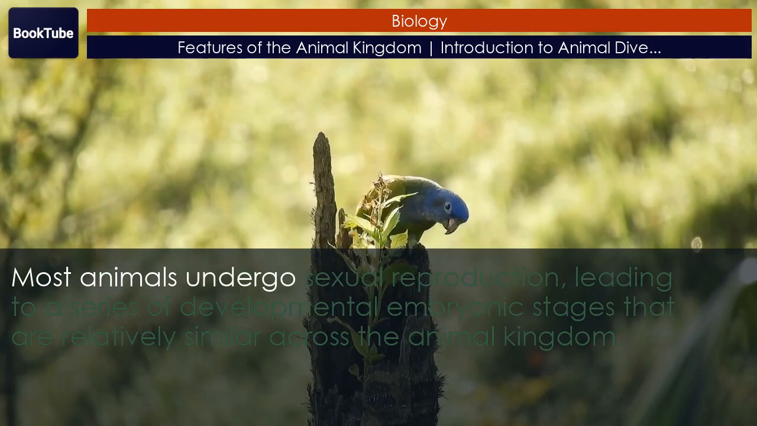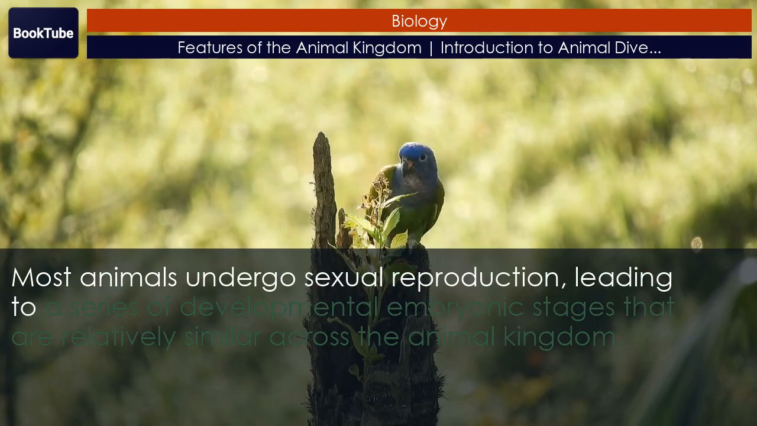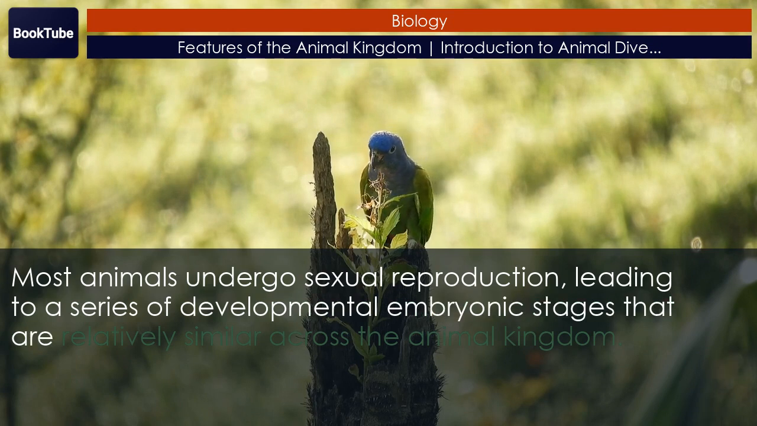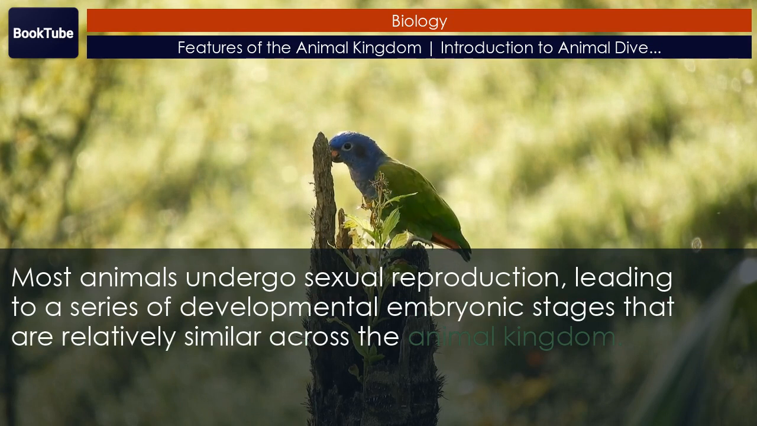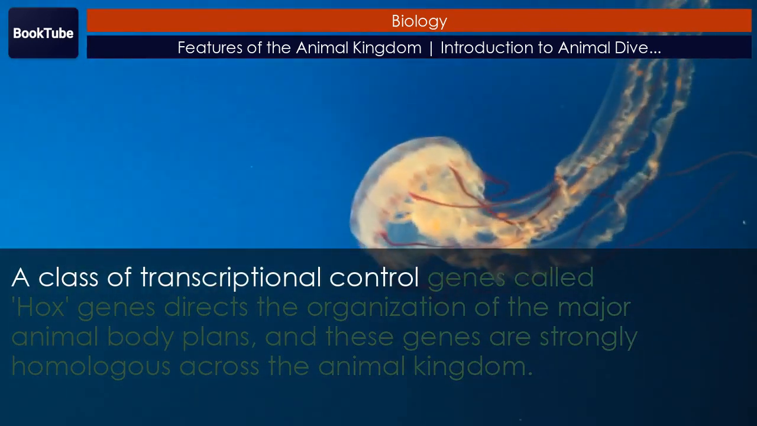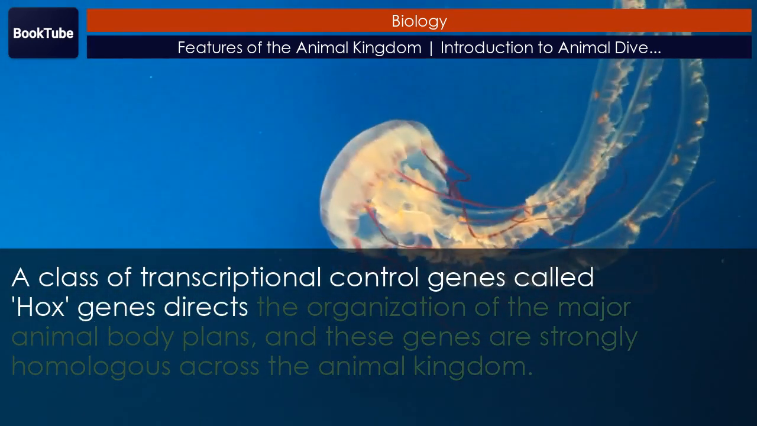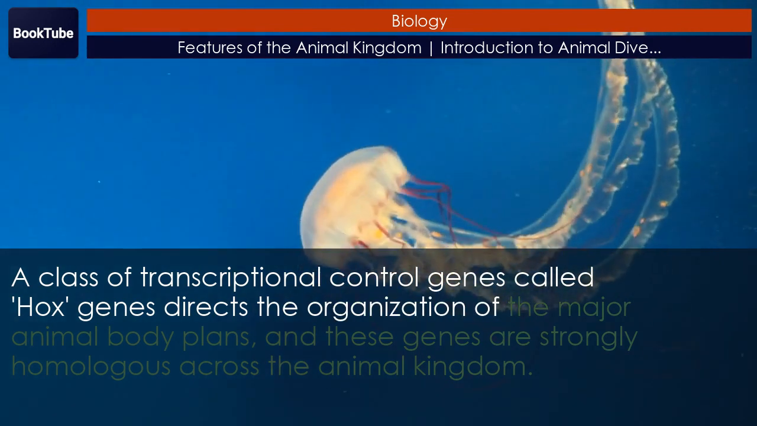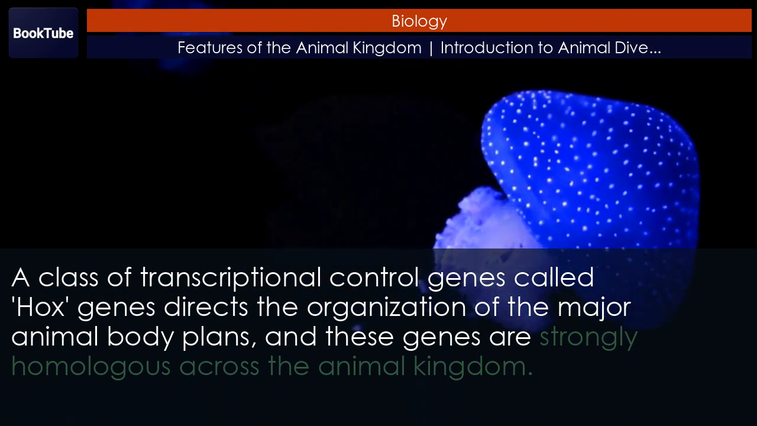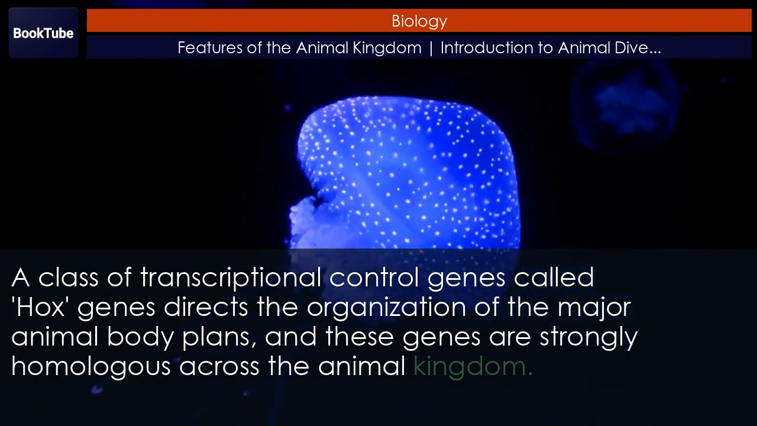Most animals undergo sexual reproduction, leading to a series of developmental embryonic stages that are relatively similar across the animal kingdom. A class of transcriptional control genes called Hox genes directs the organization of the major animal body plans, and these genes are strongly homologous across the animal kingdom.